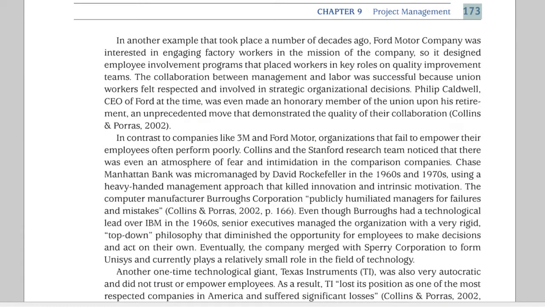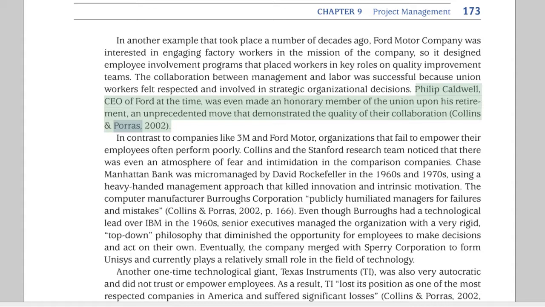In another example that took place a number of decades ago, Ford Motor Company was interested in engaging factory workers in the mission of the company, so it designed employee involvement programs that placed workers in key roles on quality improvement teams. The collaboration between management and labor was successful because union workers felt respected and involved in strategic organizational decisions. Philip Caldwell, CEO of Ford at the time, was even made an honorary member of the union upon his retirement, an unprecedented move that demonstrated the quality of their collaboration.